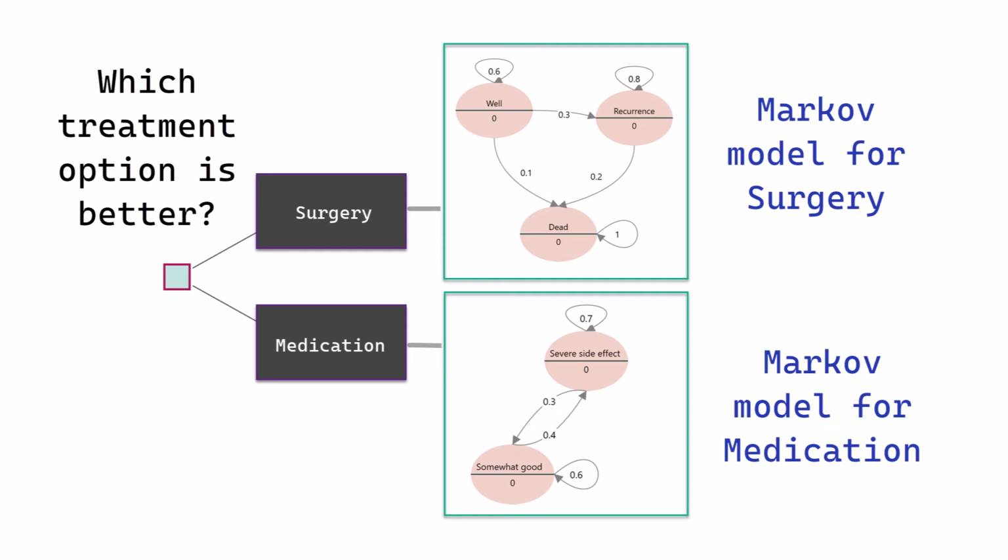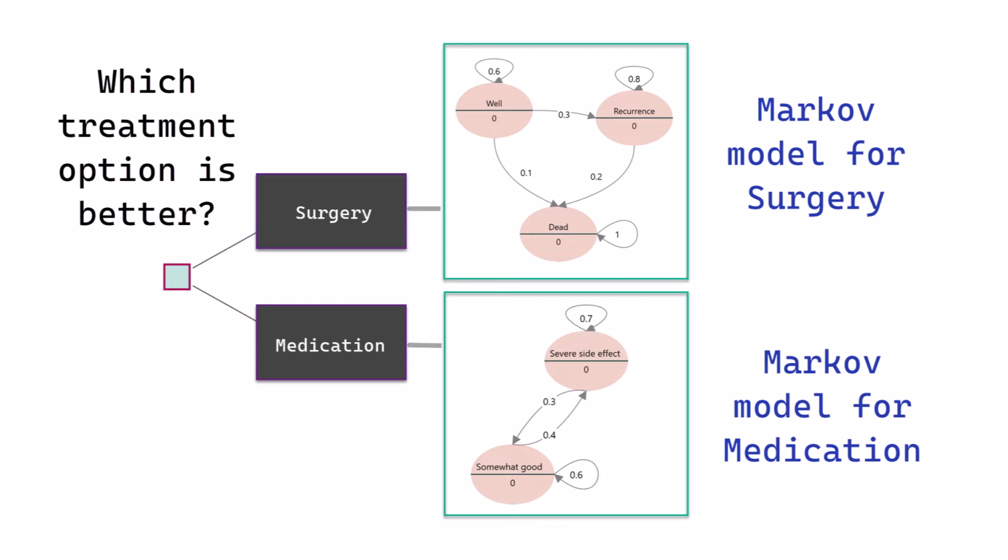In this example, I will show you how a Markov chain can be integrated into a decision tree so that two Markov chains will represent two treatment options. And based on expected values, we can choose which option is the best strategy. We will consider two options, surgery and medication.